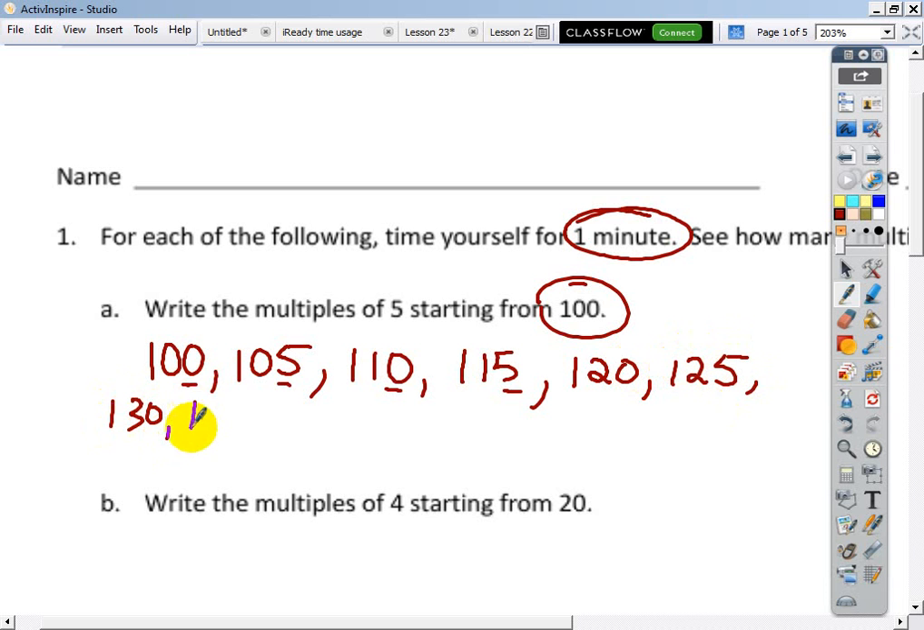130, 135, 140. See if you do more than that. See if you can fill this up right down here with them. Okay, not too far. Don't waste too much time. Pause it. Go ahead and fill it up. I'll come around. I'll probably be walking around right now, looking over your shoulder.